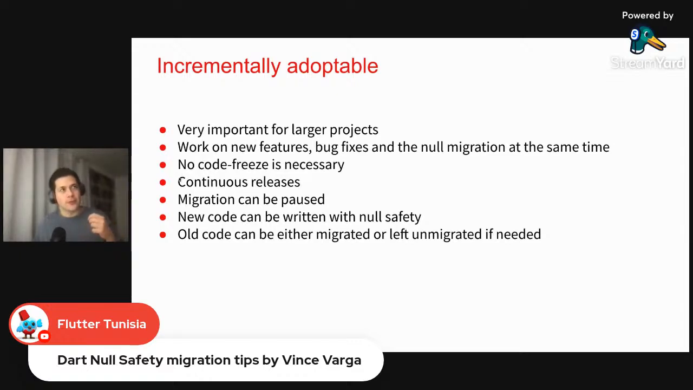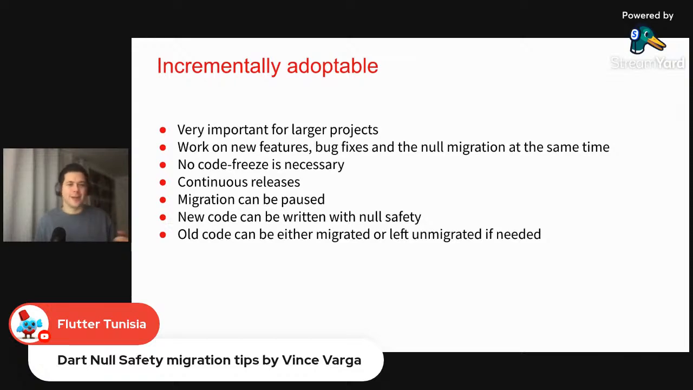The fact that you can incrementally adapt Null-Safety in your application is very important, because you can work on the Null-Safety migration, and you can release new features and bug fixes at the same time. So maybe you have, let's say, 10 people on your team. Maybe you dedicate 1 person or 2 people for null migration, and the rest of the team can work as usual on new features and bug fixes. Any urgent release that you need, this is still possible. You don't need a code freeze.